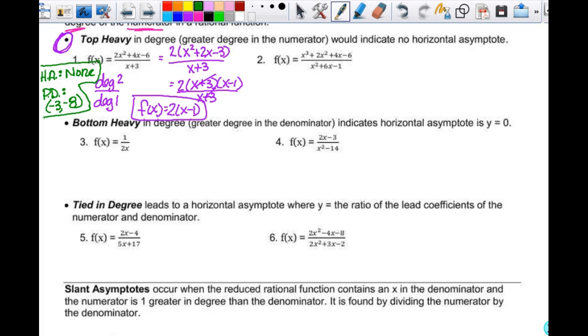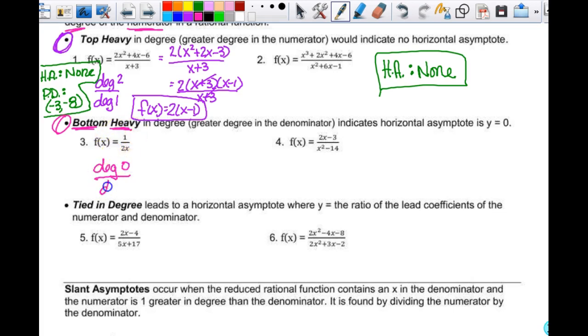All right, so let's look at number 2. Top heavy, bottom heavy, or tied. What is this? It's top heavy, right? So what does that tell me about the horizontal asymptote? None. It's that easy. If it is bottom heavy in degree, so the greater degree in the denominator, then there is a horizontal asymptote. So degree 0 over degree 1, right? So bottom heavy, which means you have a horizontal asymptote where y equals 0.